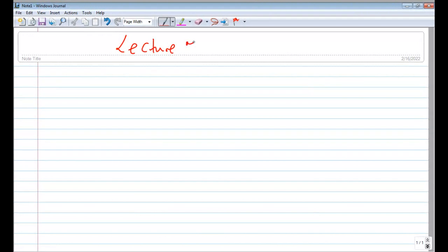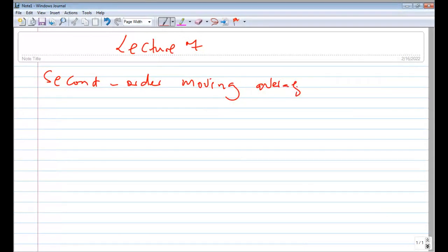Lecture number 7. It's just a continuation of moving average. But this time around, we're going to deal with the moving average of order 2, or the second order moving average. We call it the second order moving average, or moving average of order 2. Okay. The question is, what is the second order moving average, or moving average of order 2?